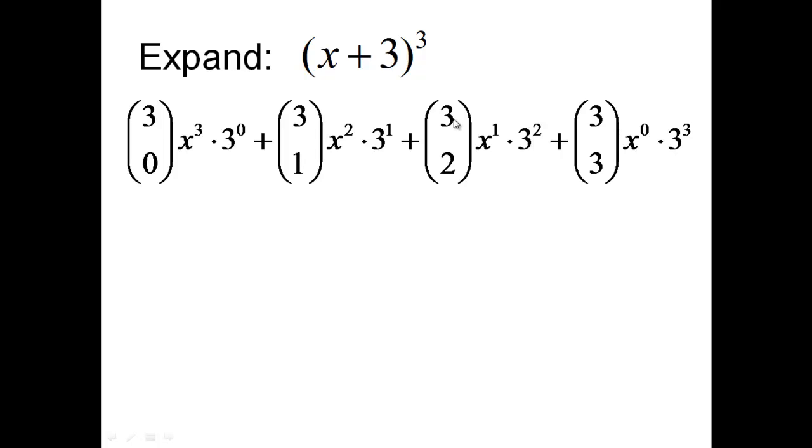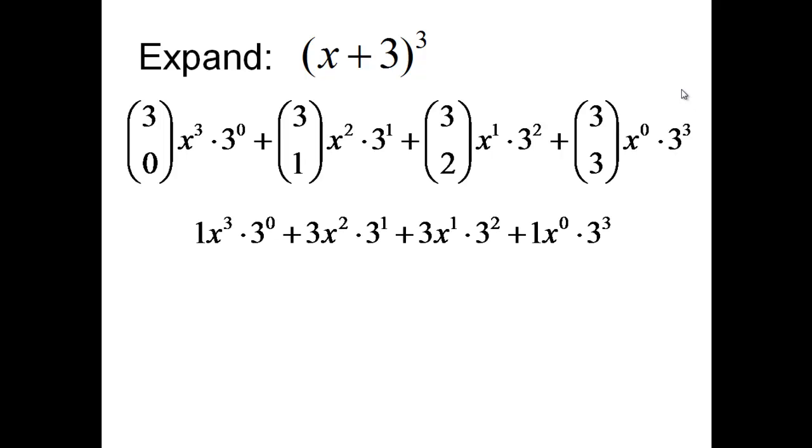Then our third term would be 3 choose 2, x to the first, 3 to the second. Again, notice the pattern. Our first variable's exponent is decreasing, while our second variable's exponent is increasing, till finally we get to the very last term, which is 3 choose 3, x to the 0, 3 to the third power. Remember from Pascal's triangle that we know that any number choose 0 and any number choose itself will be 1, because in Pascal's triangle we always start and end each one with a 1.